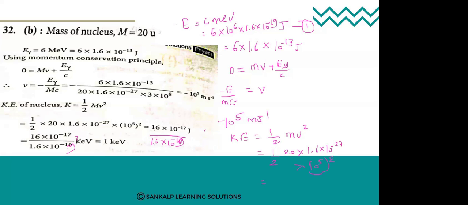Again here it is in kilo electron volt, right? So kilo means 10 raised to 3, and into 10 raised to minus 19. So this will be how much? 10 raised to minus 16, right? So therefore the answer is 1 kilo electron volt.